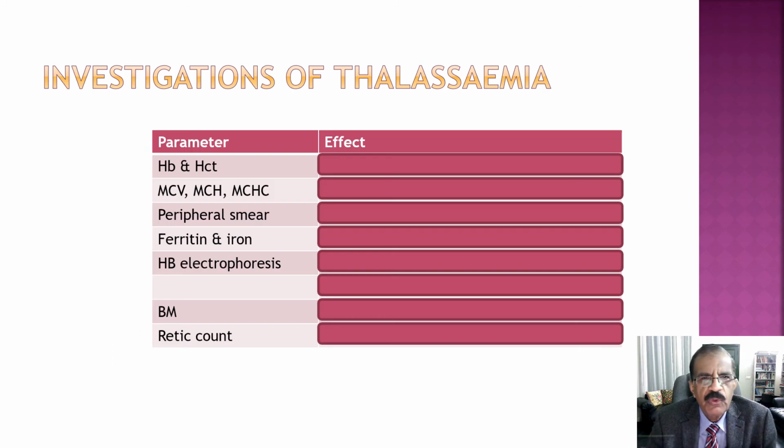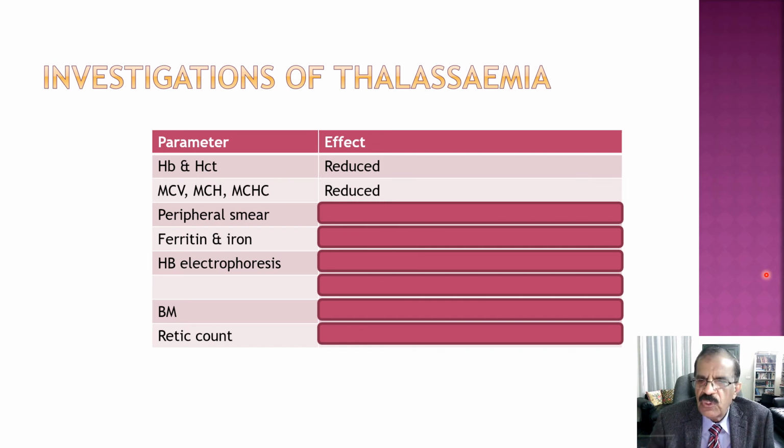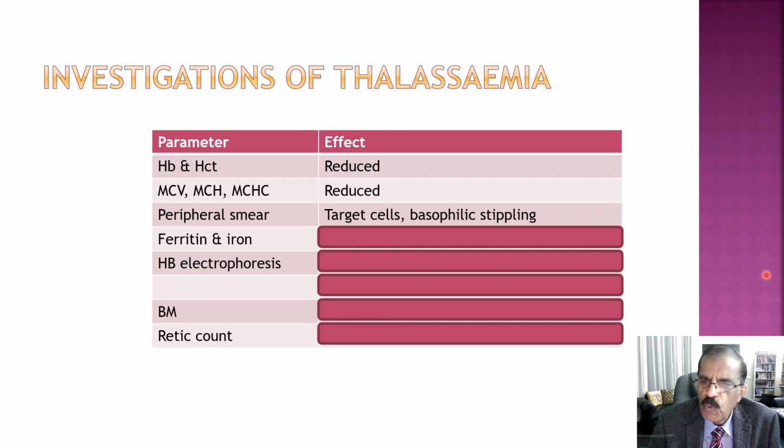Now let's go through the investigation of thalassemia. It's like a revision. Hemoglobin and hematocrit, what do you think? Of course they will be reduced. In thalassaemia minor, they are reduced only to a small extent, like HB may be 10 or 11. But in thalassemia intermedia and thalassemia major, they could be like 4 gram, 5 gram, or even less. MCV, MCH or MCHC, particularly MCV, is reduced because these patients have a hypochromic microcytic picture. In the peripheral smear, you have hypochromic microcytic picture, but there may also be target cells and basophilic stippling. This is also a feature of thalassemia.